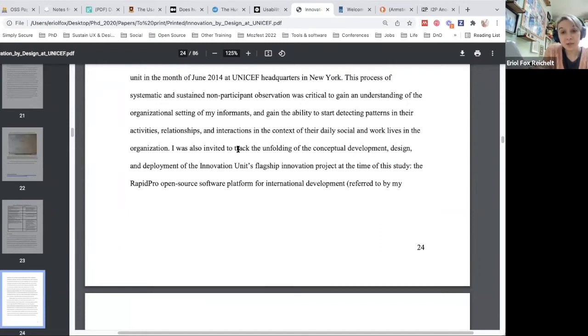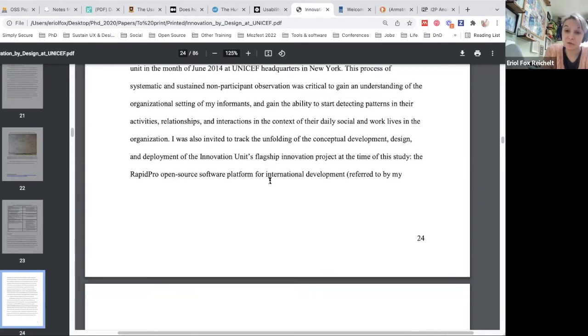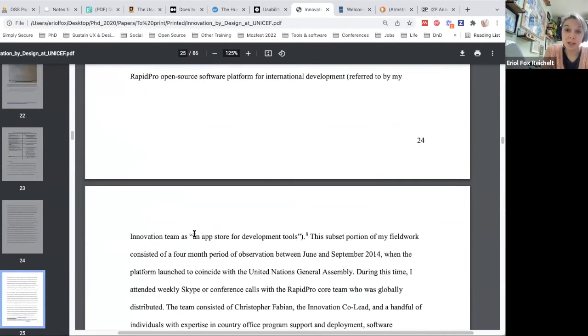So this researcher was invited to track the unfolding of the conceptual development, design, and deployment of the Innovation Unit's flagship innovation project at the time of the study, the Rapid Pro open source software platform for international development, referred to by my innovation team as an app store for development tools. These are quite common, I think, these open source platforms or tools that collect series of other tools that are useful. It's kind of like a mini operating system, I guess. But it's about that curation process of tools that could be used.